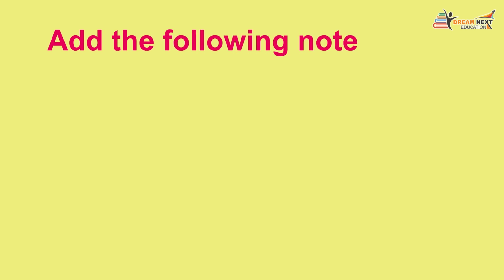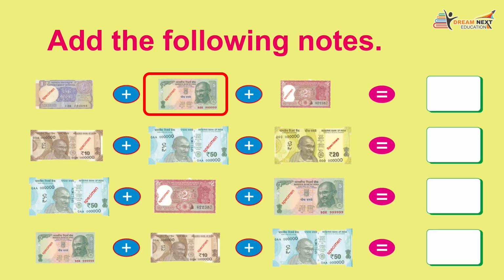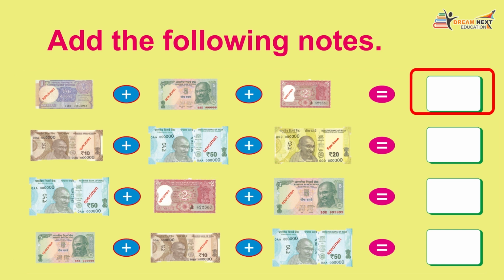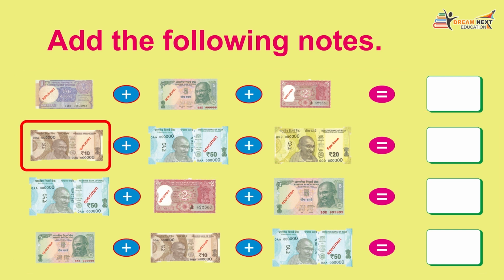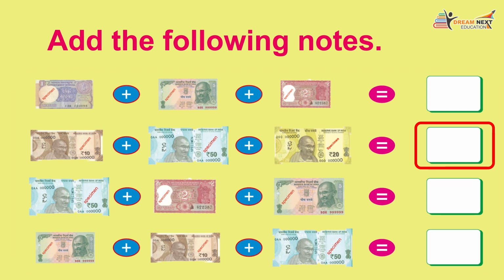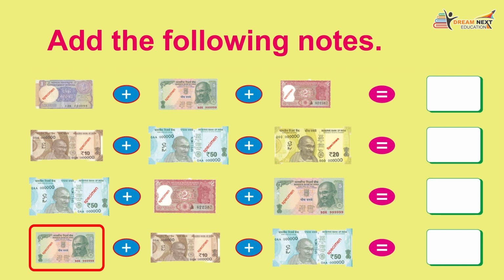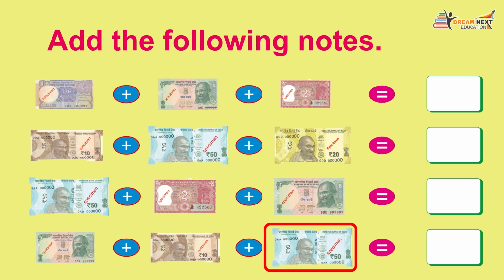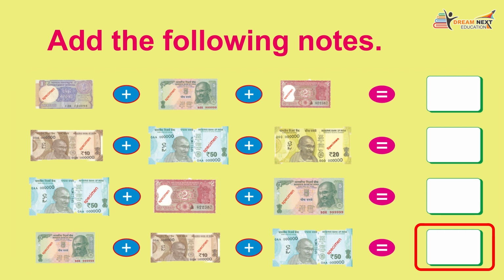Add the following notes. 1 rupee plus 5 rupee plus 2 rupee is equal to 8 rupee. 10 rupee plus 50 rupee plus 20 rupee is equal to 80 rupee. 50 rupee plus 2 rupee plus 5 rupee is equal to 57 rupee. 5 rupee plus 10 rupee plus 50 rupee is equal to 65 rupee.